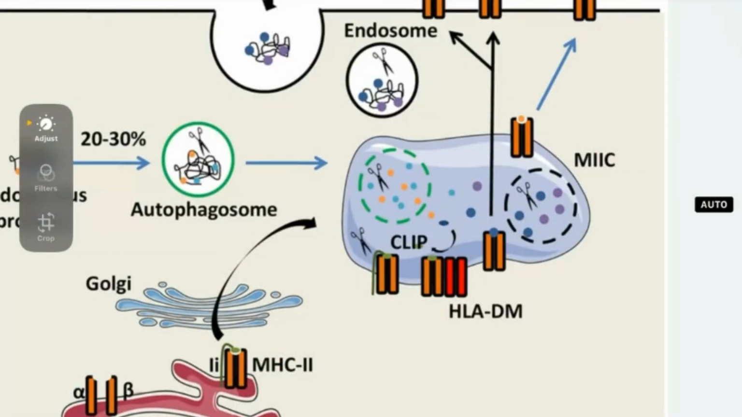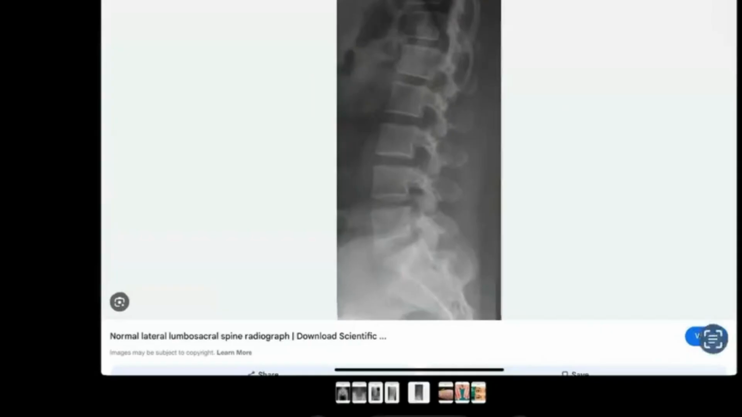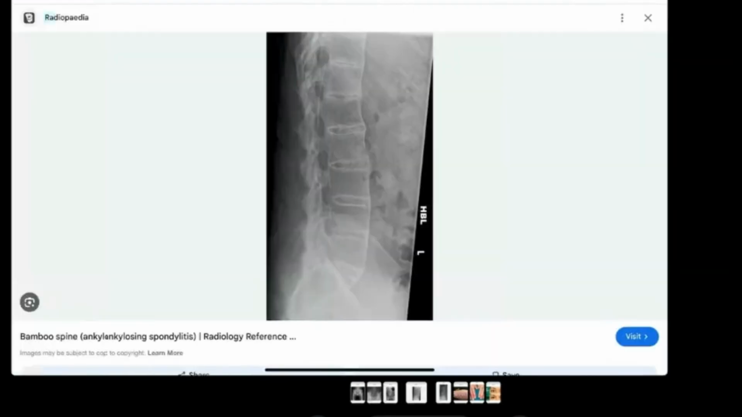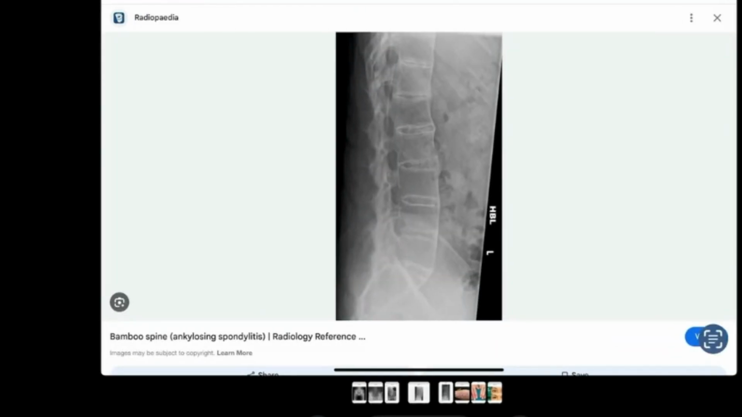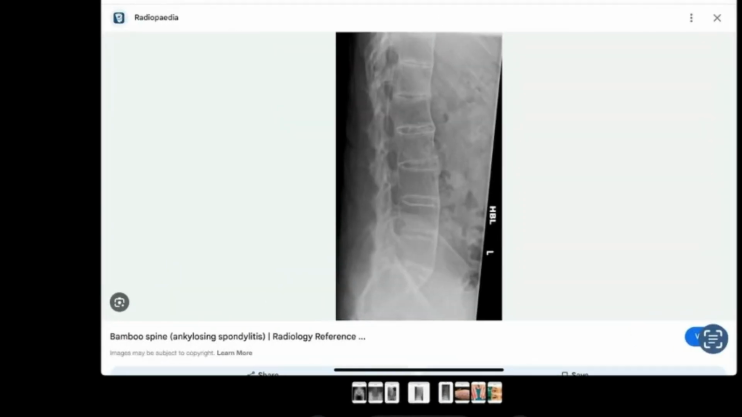So this is the normal spine in an adult. You can see everything, the spaces in between the vertebrae, right? And this is the spine that you will see in a patient with ankylosing spondylitis. This is called bamboo spine. The vertebrae are fused together, looking like a bamboo. So look at it. This is normal. This is abnormal.